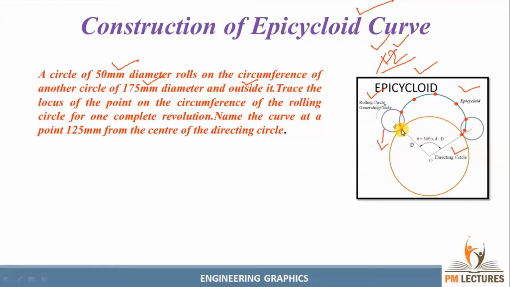Trace the locus of the point on the circumference of the rolling circle for one complete revolution. Name the curve at a point 125 mm from the center of the directing circle. This is the statement provided for us.